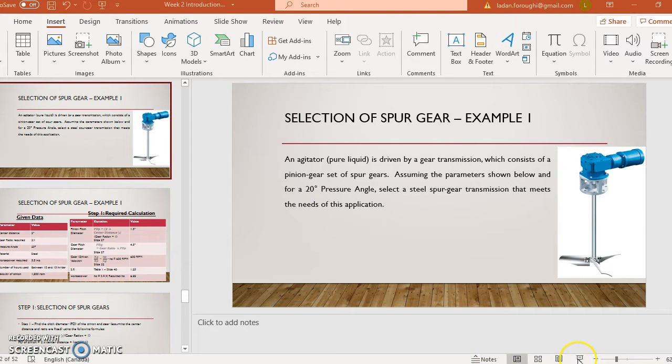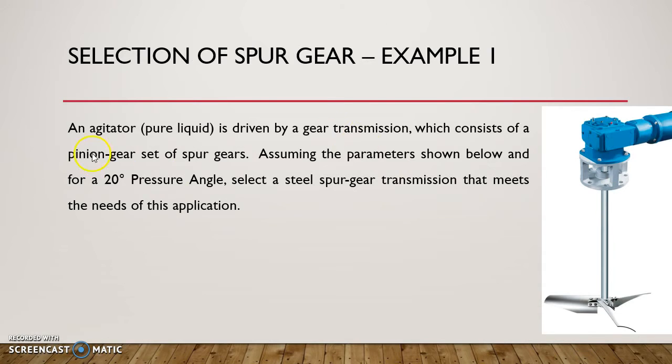Hello everybody. This recording is for selecting a spur gear from the catalog. This is the example we have done in class. I need to review that again for you. Make sure you understand this example very well. Then we move forward to other examples and samples we have for selecting gears and calculating parameters of the gearbox.